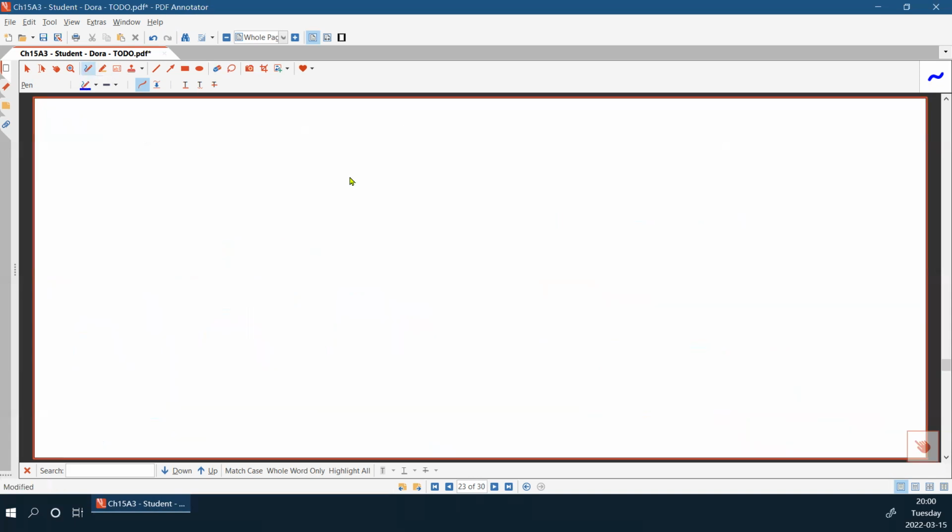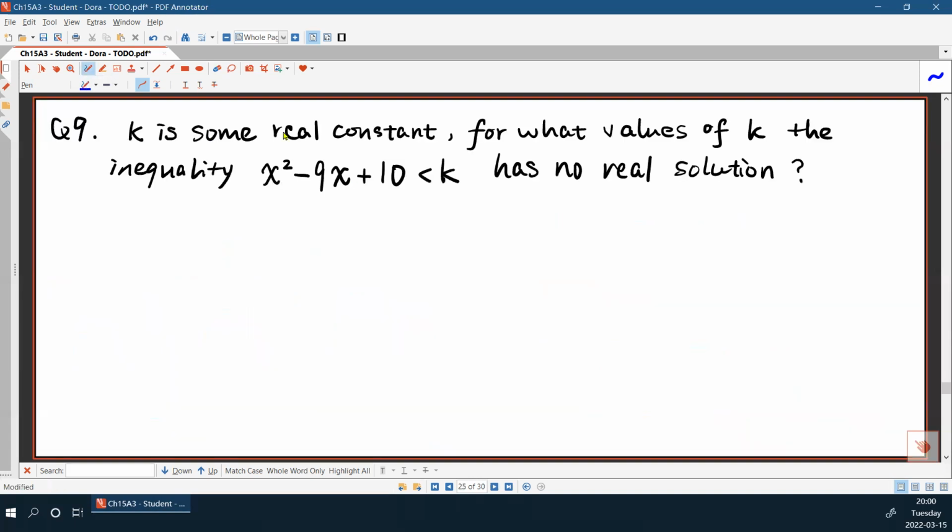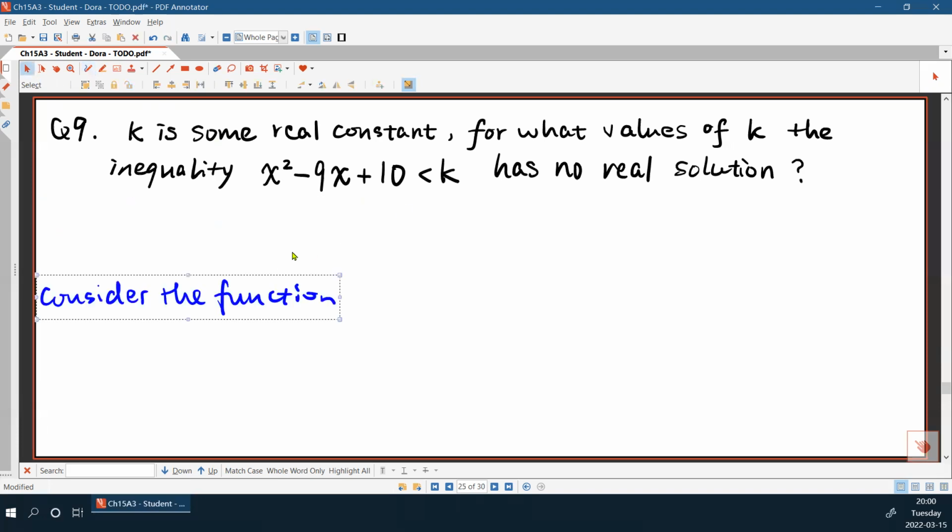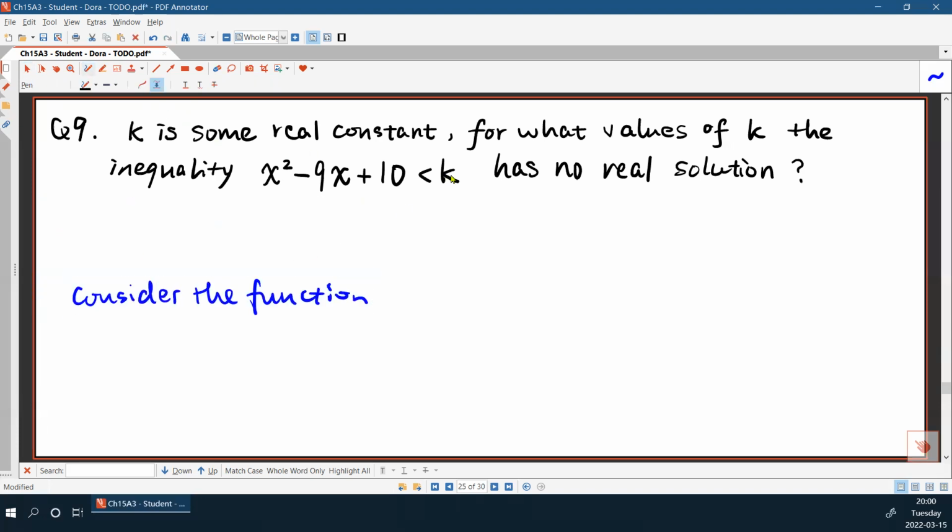Okay. All right, let's see question 9. Given k some real constant, for what values of k does the inequality here have no real solution? Okay, so first of all, let's consider the corresponding function on the left side. First of all, let's move everything to the left, because we need to convert it to the general form. So expression number 1 is equivalent to x squared minus 9x plus 10 minus k less than 0, right?